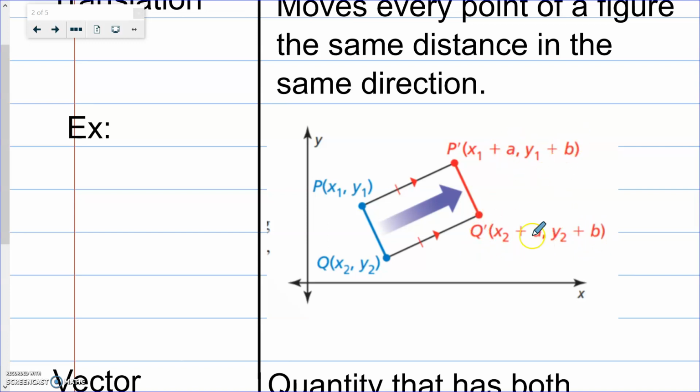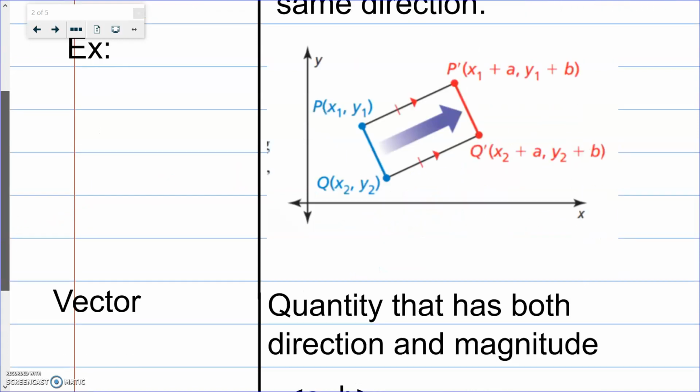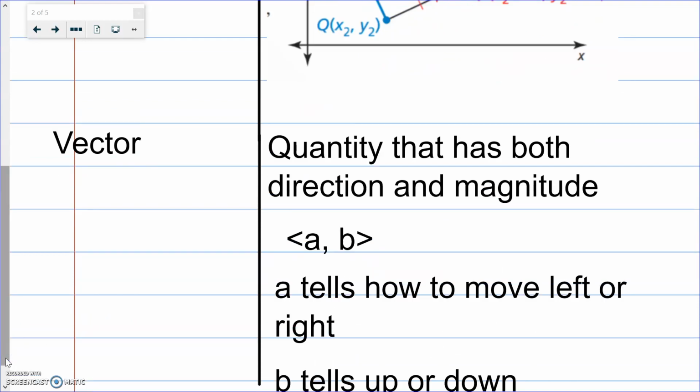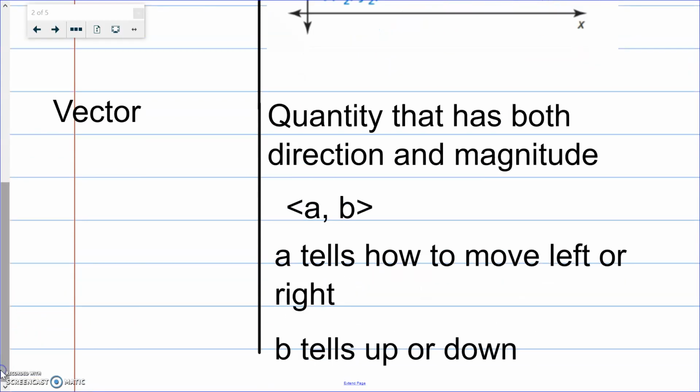This A and this B that we added to the x and the y will be found in our vector. A vector is a quantity that has both direction and magnitude. It'll be given to us with sharp brackets A and B. Now, if A is positive, it's going to move us to the right. If A is negative, it's going to move us to the left. If B is positive, it's going to move us up. If B is negative, it's going to move us down. A tells us how to move left or right. B tells us how to move up or down.